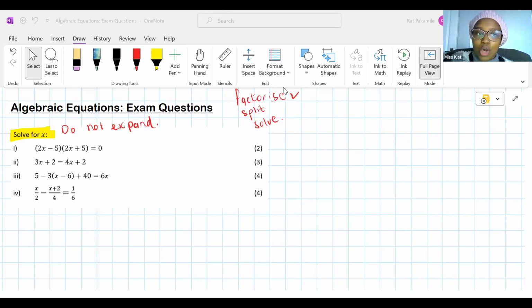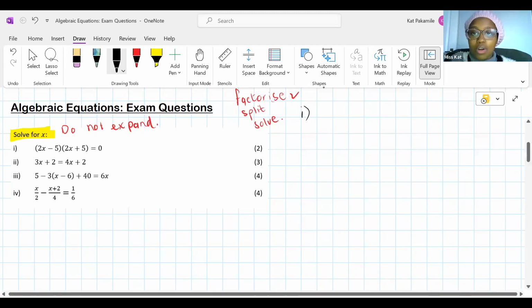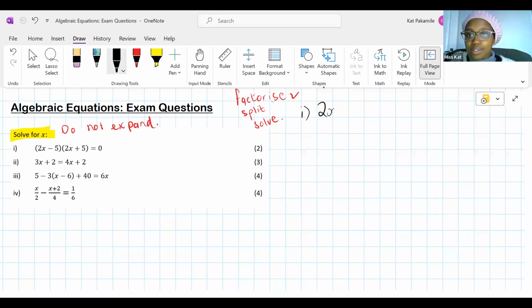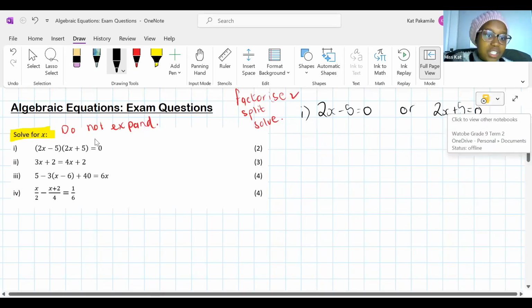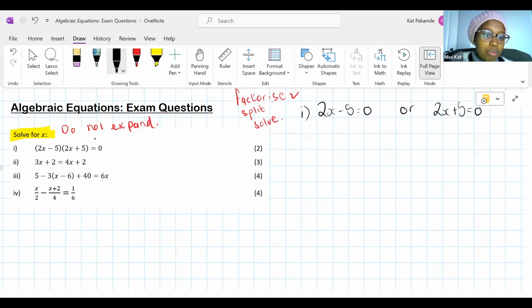Yes, Guntle. So you're going to say, so either, okay, let me number this because we all know my brain works. I'll be lost just now. So either 2x minus 5 equals 0 or 2x plus 5 equals 0. Where do I get those factors? From there, okay? We factorize this and we got these 2 brackets and now we split. Now we get to solve.